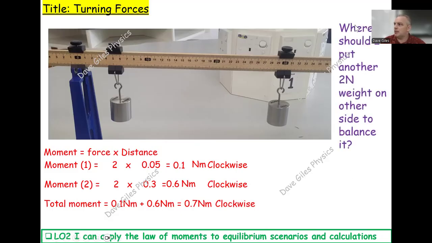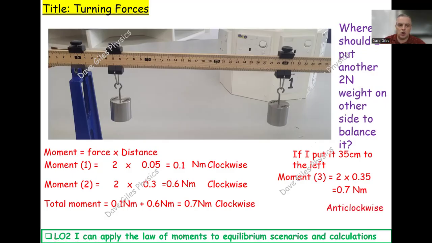Where should I put another 2 Newton weight on the other side to balance it out? Well, if I put it at 35 centimeters to the left, then the anti-clockwise moment will be 2 newtons times 0.35 meters, which is 0.7 Newton meters anti-clockwise. So there, I just said it's going to be 35 and we just checked it, but I'll show you now how to actually work it out properly.